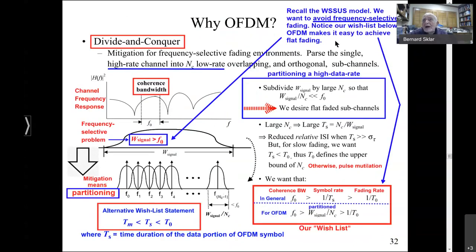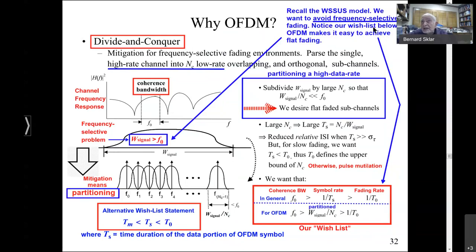So why OFDM again? If this happens to be our coherence bandwidth, remember, that's a channel thing, and our signal bandwidth is much greater than the channel bandwidth, we want to start partitioning and mitigation here. This arrow says I want to move from wideband to this partitioning mitigation.